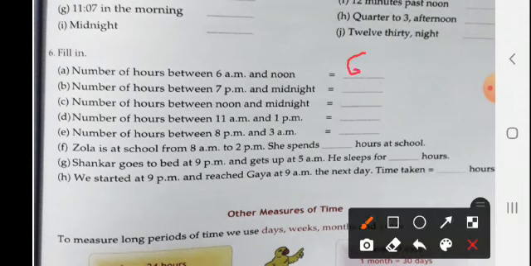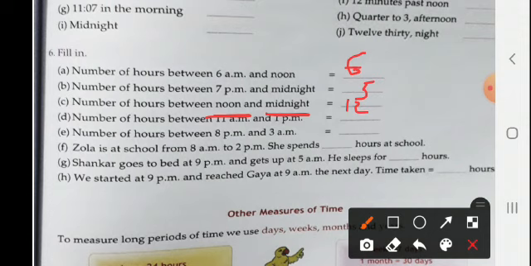I have told you how. Now see the next one, B. Number of hours between 7 p.m. and midnight. Midnight here means 12. So leave the 7, then 8, 9, 10, 11 and 12. How many hours? 5 hours are there. Number of hours between noon and midnight. Very simple, it's 12. Why? Because noon is 12 and midnight is 12. So how many hours? 12.